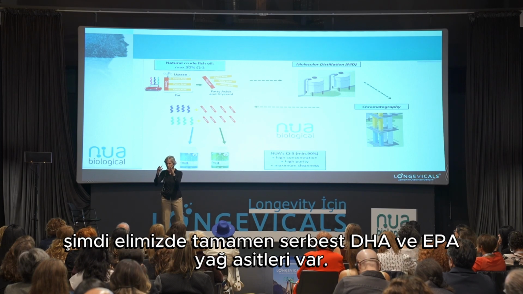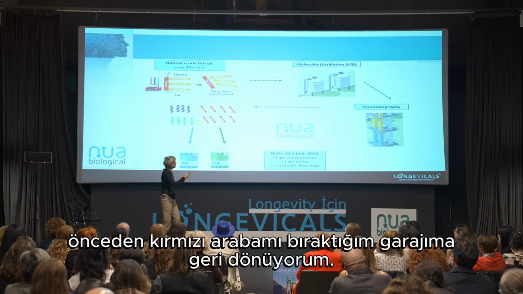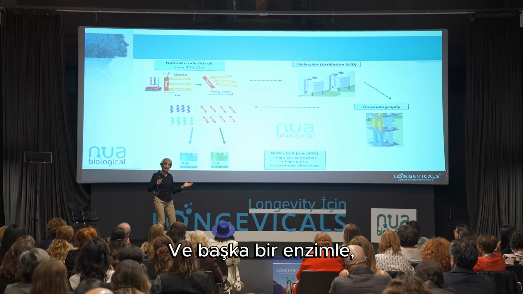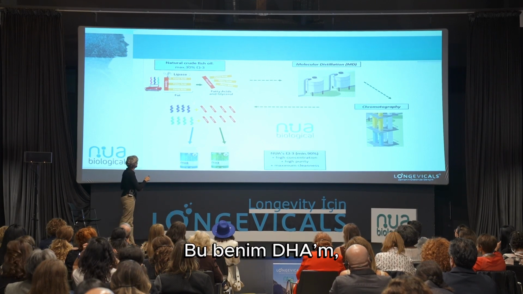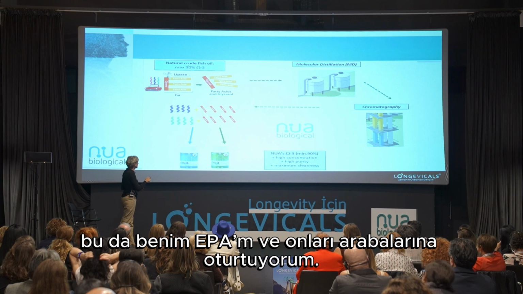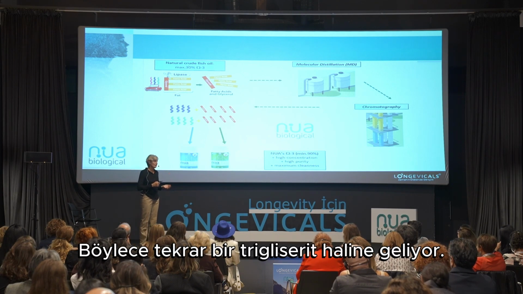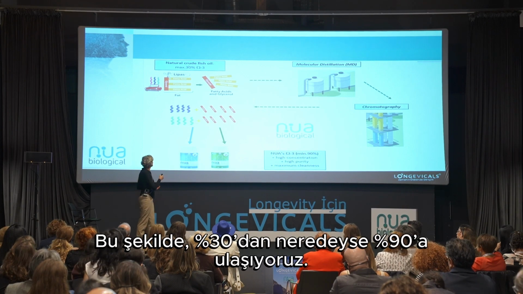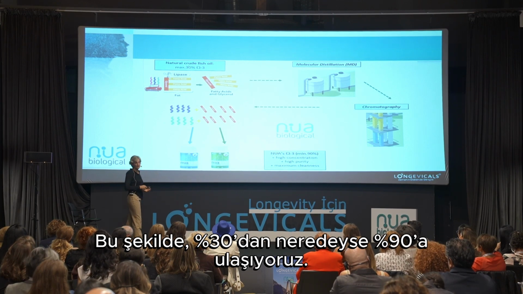So now I have loads of fatty acids of DHA and of EPA on their own, free. So I go back to my garage where I left my red car before, and with another enzyme, I sit them back in the original car. That's my DHA, that's my EPA, and I sit them in the car. So it's back a triglyceride. In fact, it's called reconverted triglyceride. So that's how we move from 30% to almost 90%.